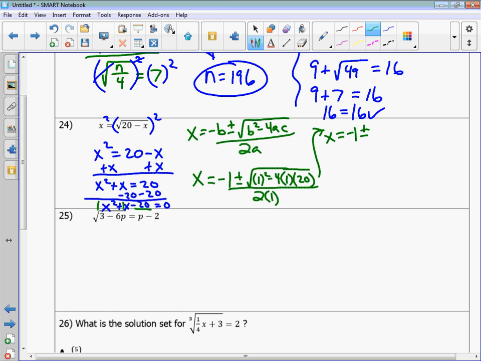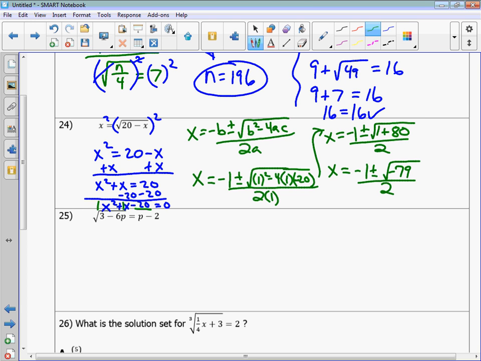And we get negative 1 plus or minus the square root of negative 79 over 2. Never mind, I missed a negative. You guys should have told me that I missed a negative. So that's plus 80, which gives us 81 here. That's much nicer. The square root of 81 is much, much nicer. So we do negative 1 plus or minus the square root of 81, which is 9, over 2.